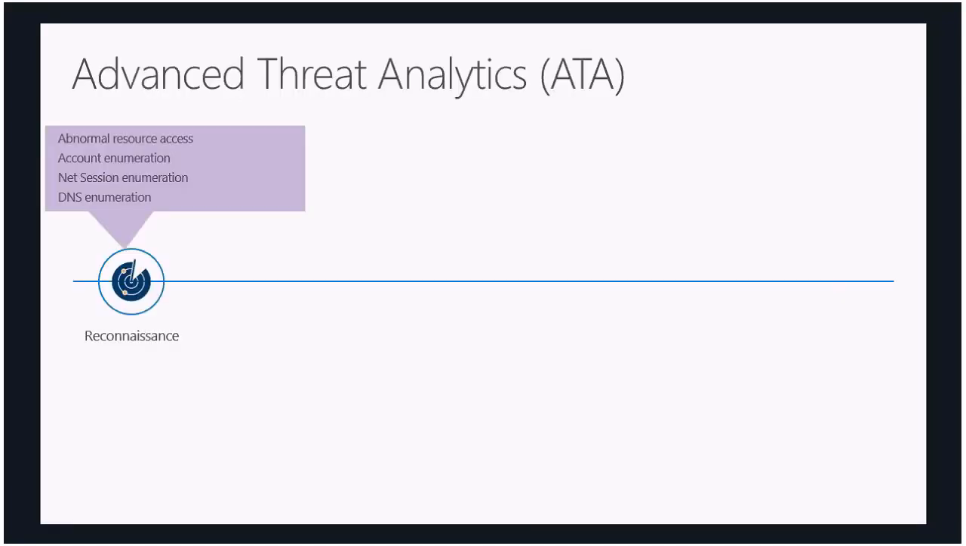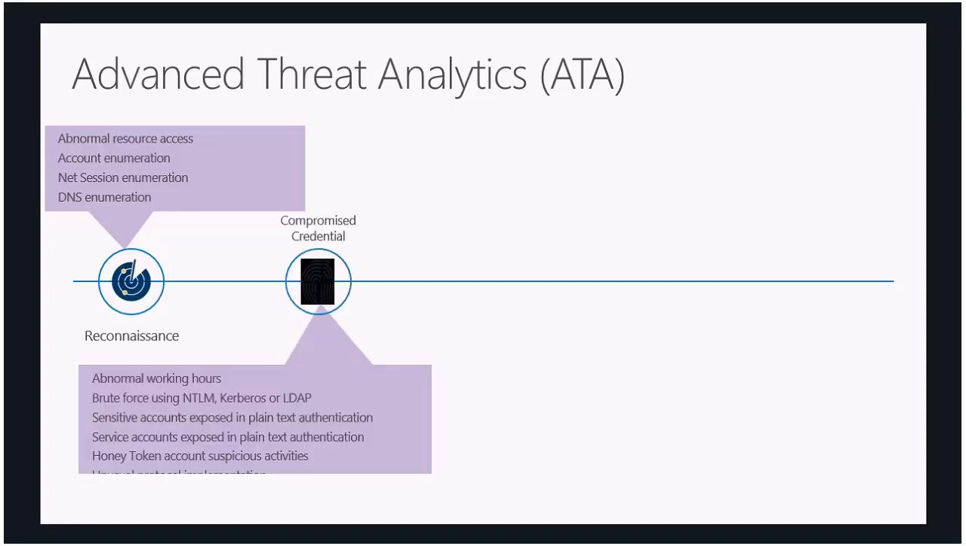So there's a few different things that ATA specifically looks for. Reconnaissance activities. So you can see a few examples of what a hacker might be performing once they have access to an account to get a broader view of the environment and start laying their plan for where they're going to attack or which attack vectors they're going to attempt.